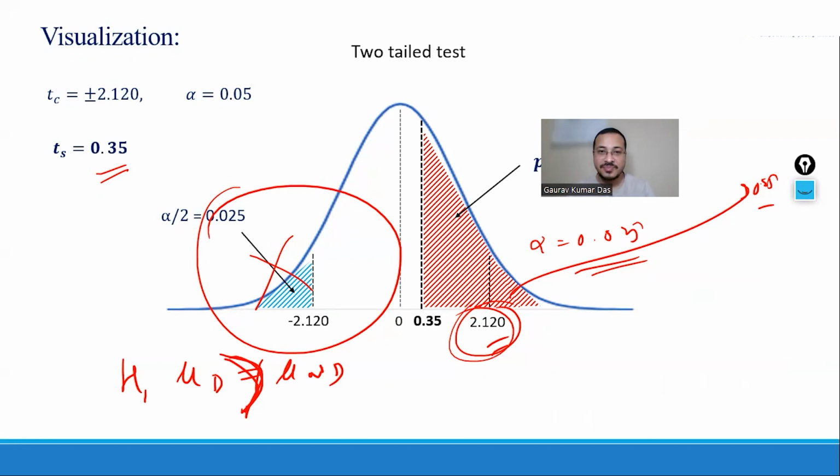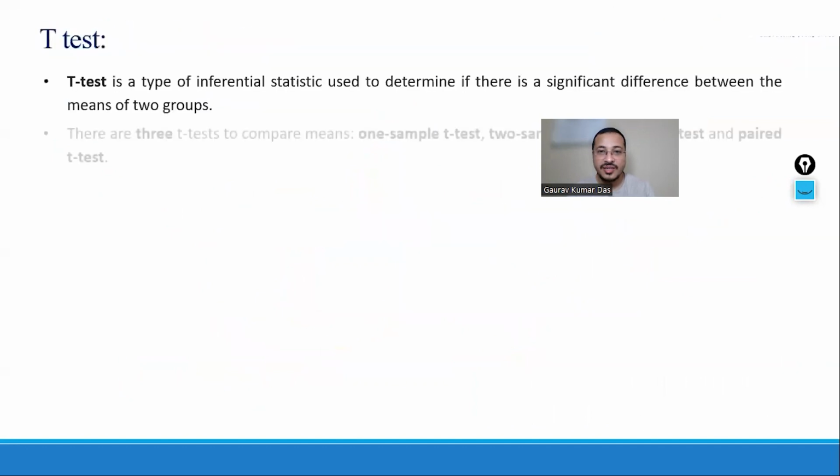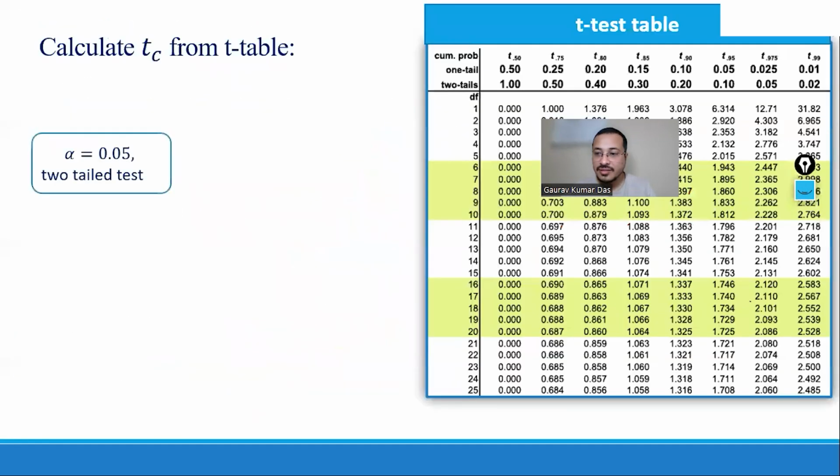Let's check from the table. See, for alpha, this one we had 2.120, right? But if it would have been a one-tail test, this is 0.05 one-tail test. The entire 5% on one side. Look at the t critical value. Didn't it reduce to 1.746? Right? Because the entire alpha is concentrated on one side, 5% instead of twice the size. So my t critical will reduce.